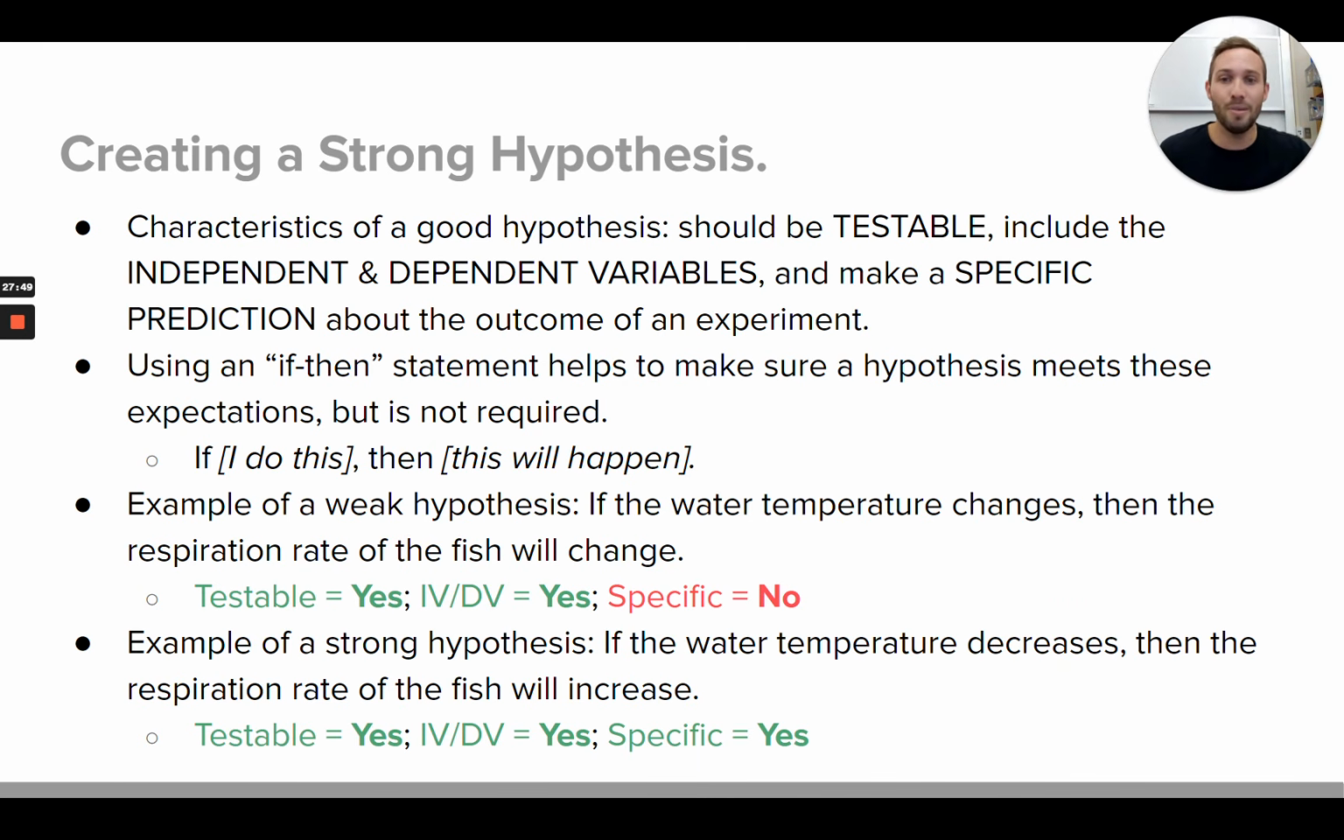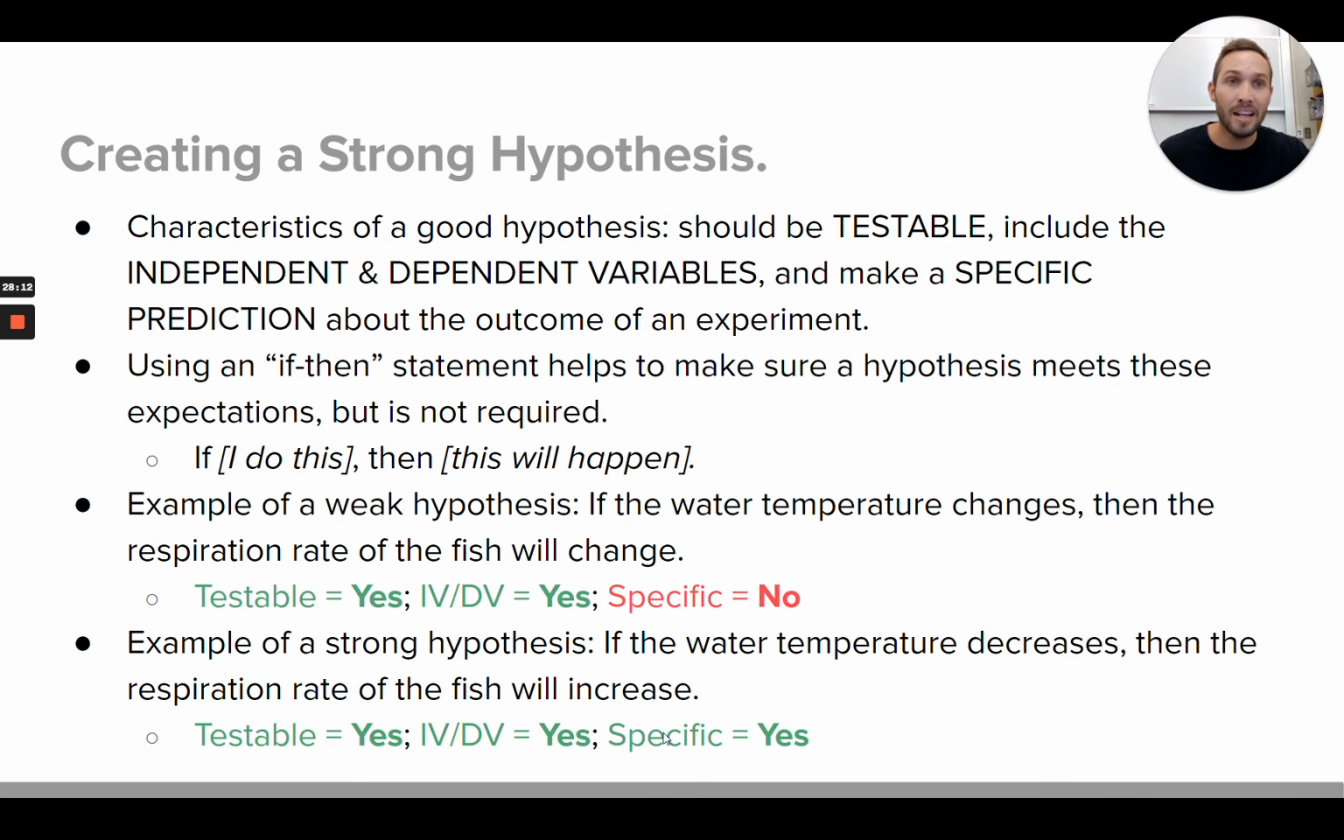And so here's an example of a stronger one. It says, if the water temperature decreases, then the respiration rate of the fish will increase. That is very specific. So again, that's testable. I can think of a way to test that pretty easily with an experiment that is using the independent and dependent variables that I think I'm going to use for my experiment, talking about temperature of the water changing and the respiration rate of the fish. And this one is specific.